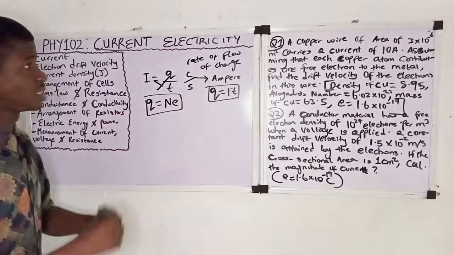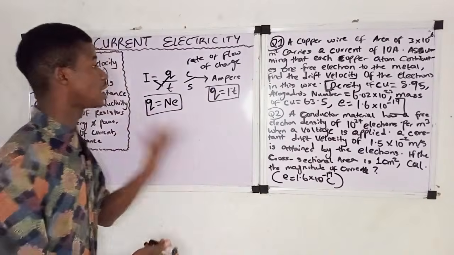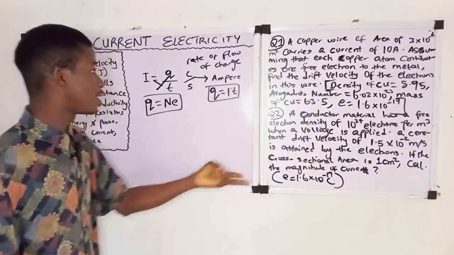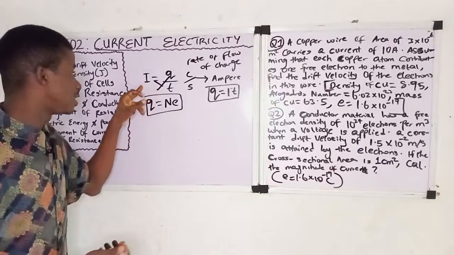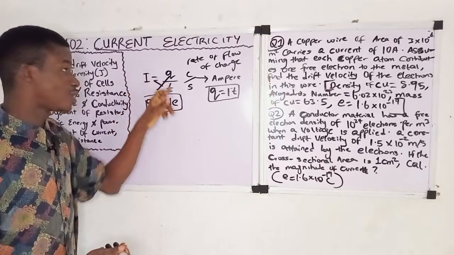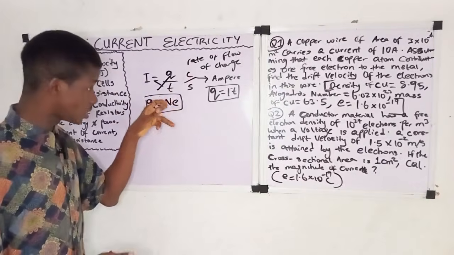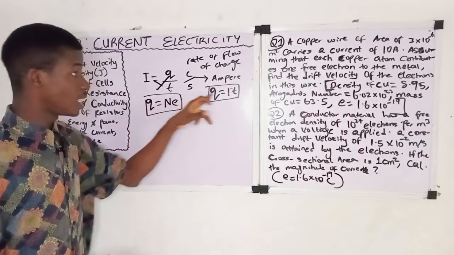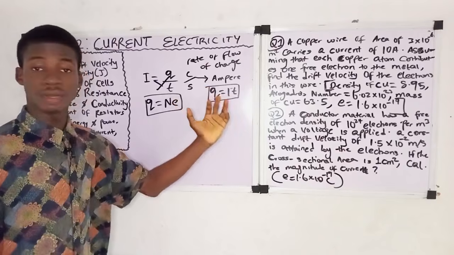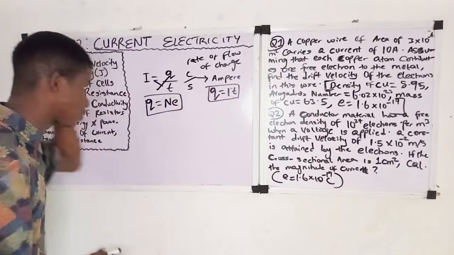So in summary, current is the rate of flow of charge. The SI unit of current is ampere. Current is represented by this symbol I. Current is equal to charge over time. Charge is equal to this number n times e. Then charge is still equal to current times time.